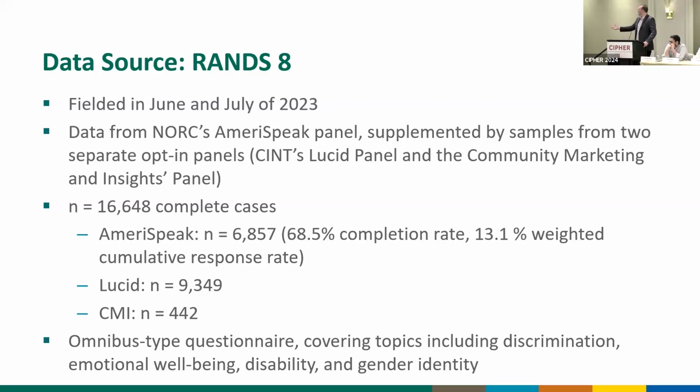So we have the AmeriSpeak sample, and then we have two opt-in panels here: Lucid, which is a general population one, and this Community Marketing and Insights panel, which is actually an LGBT-specific opt-in panel. The questionnaire itself was omnibus, pretty wide ranging: discrimination, emotional well-being, gender identity, disability, things like that, and health.